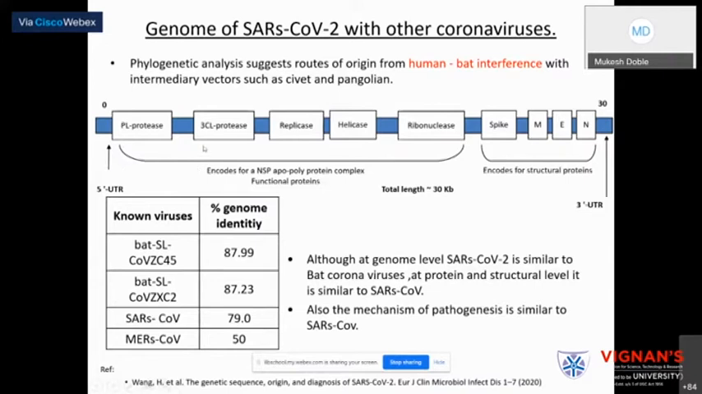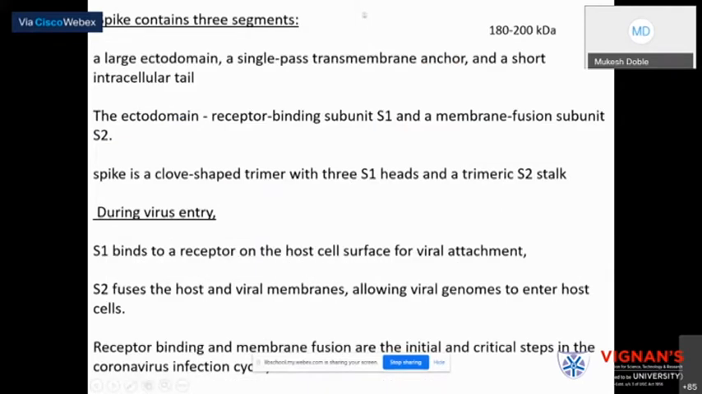If you look at the proteins, we have the PL protease, CL protease, replicase, and helicase, and the genome is about 30 kilobase pairs in length. Then we have the spike protein, membrane protein, and the N protein here. So let's go into each one of them in more detail.